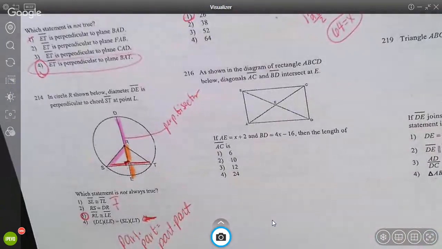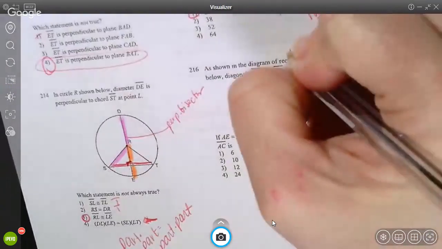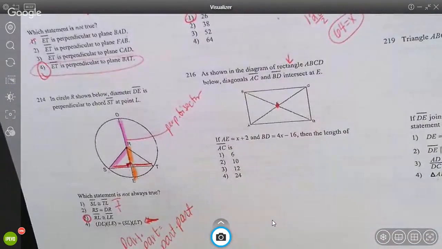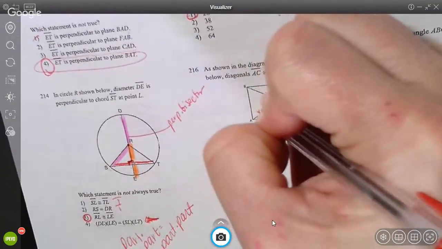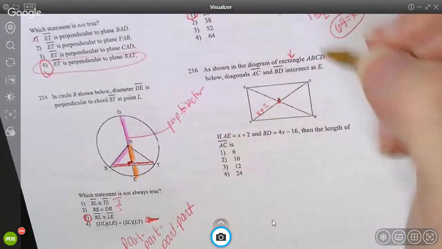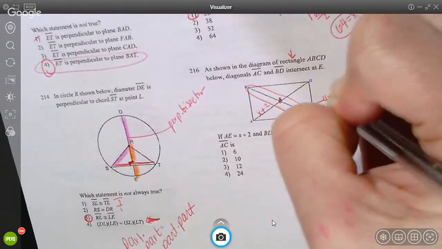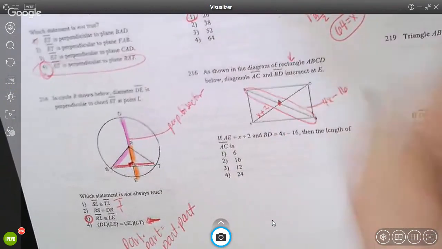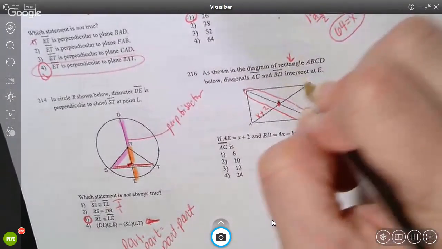216. As shown in the diagram of the rectangle ABCD below, diagonals AC and BD intersect at E. Well, because it's a rectangle, we know it's a parallelogram, so we know the diagonals bisect each other. I don't know if we need that information, but we know that's true. It tells us that AE is x plus 2, and BD, this entire thing, is 4x minus 16, and it wants us to find the measure of this whole thing.